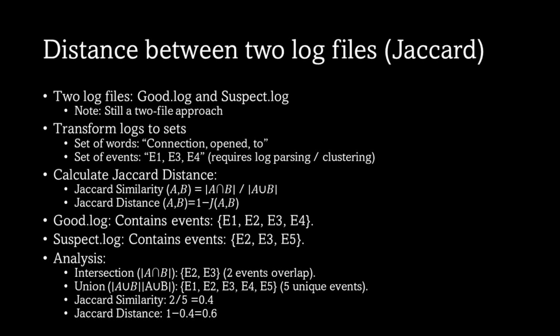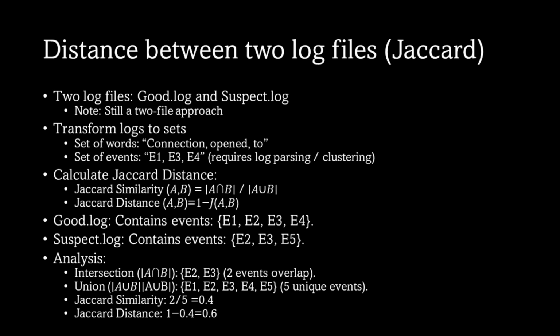Jaccard similarity measures the overlap between the sets, calculated as the size of the intersection divided by the size of the union. For example: 1. Good.log contains E1, E2, E3, E4, and suspect.log contains E2, E3, E5. 2. The intersection is E2, E3, two shared events. 3. The union is E1, E2, E3, E4, E5, five unique events. Therefore, Jaccard similarity is 2 divided by 5, or 0.4.